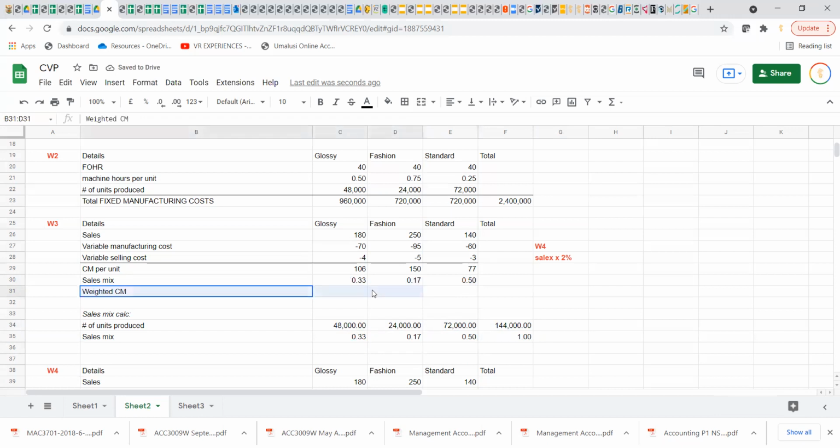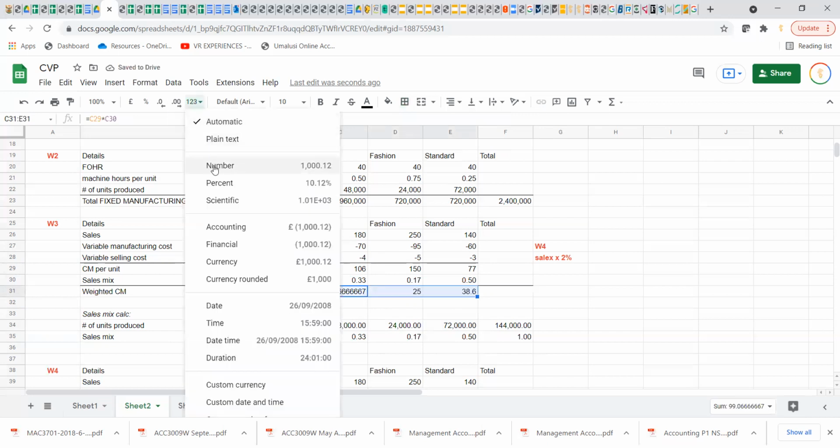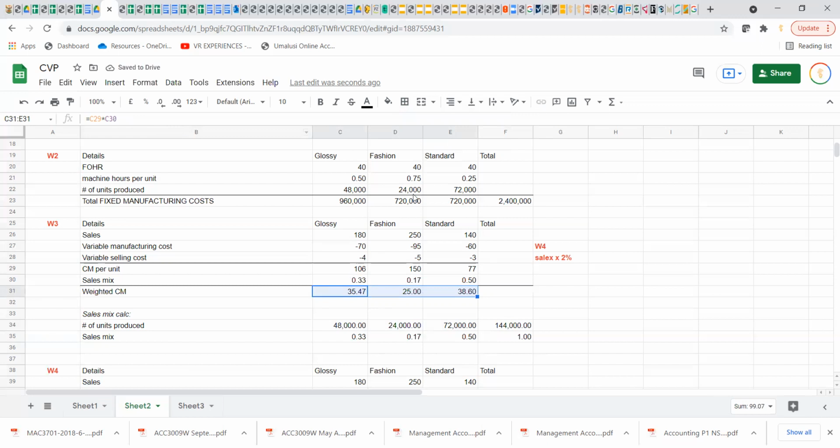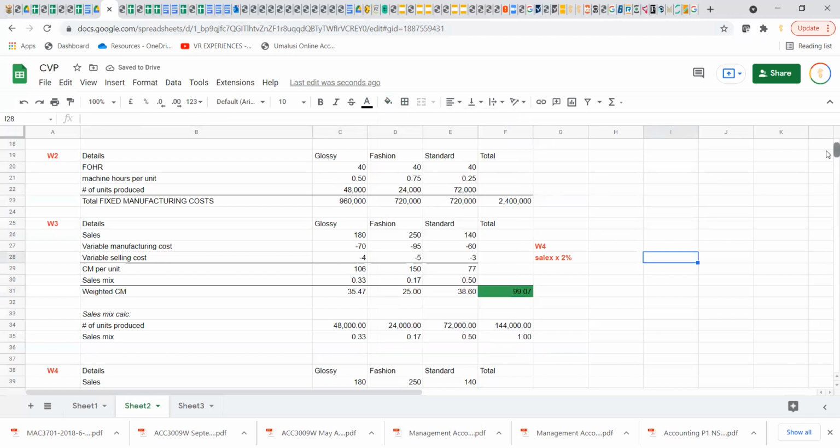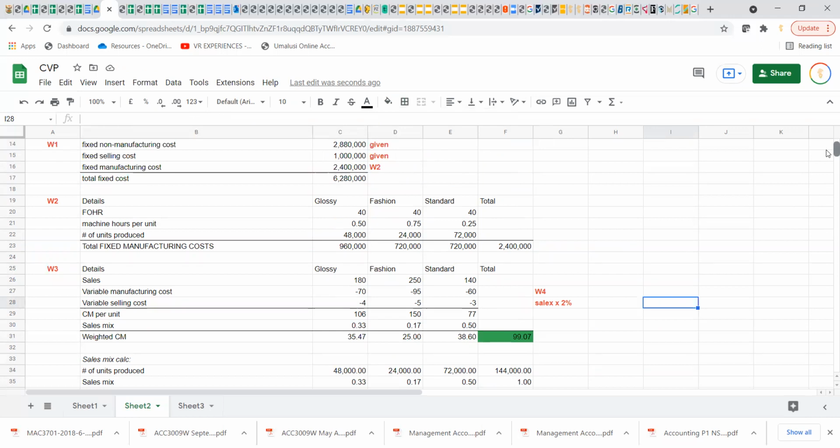Now we bring in the weighting. The way we get the weighting is simply the contribution margin times the sales mix. But we need the weighted sum, so we just add up. So the weighted contribution margin is that number over there. I'm assuming my answers are right. It looks a bit odd, but okay, there's the answer. We'll just stick with it.